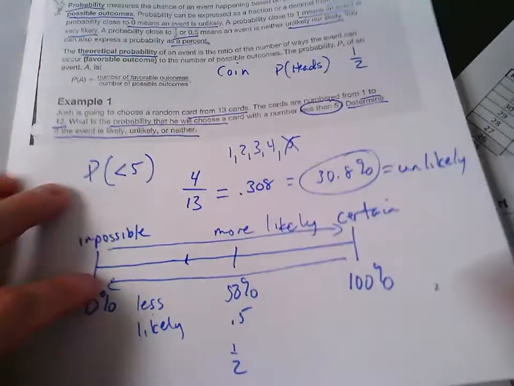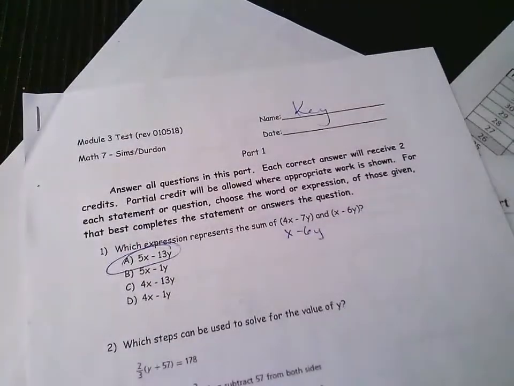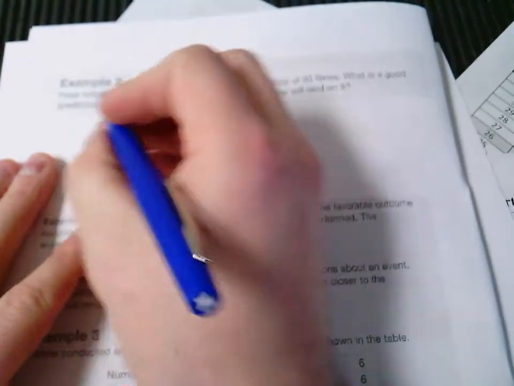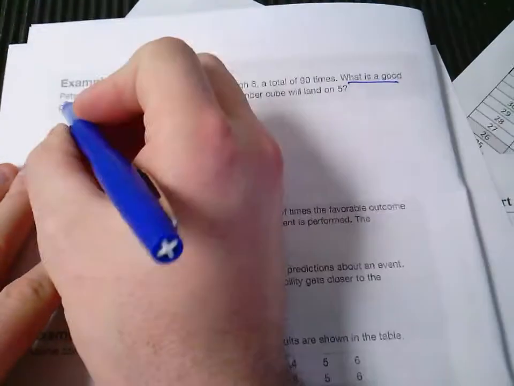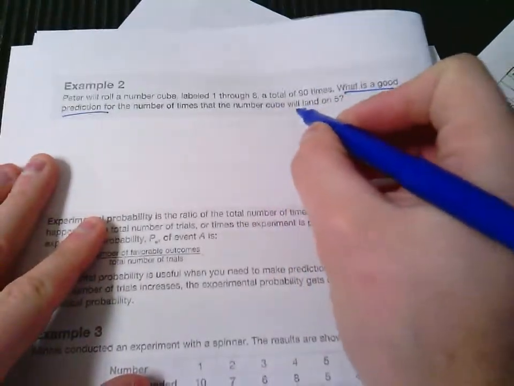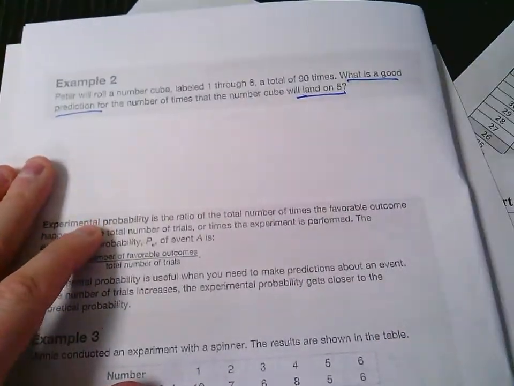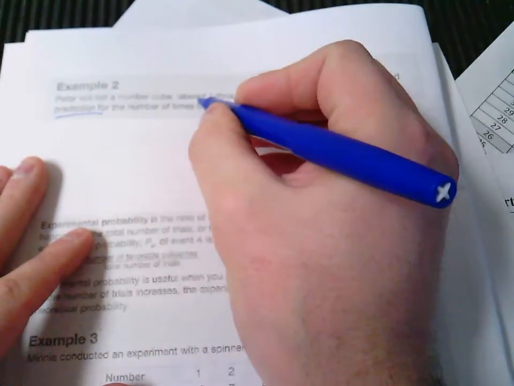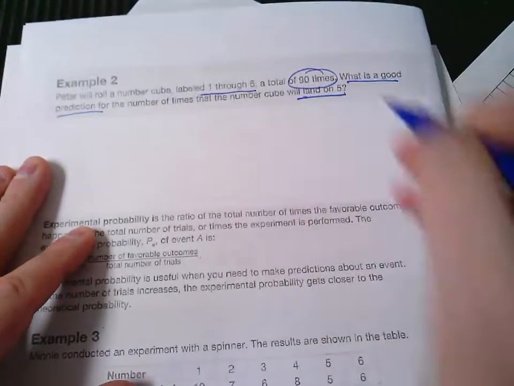Now, part of the objective, we'll fold it up here, top of the next page, example 2. Peter will roll a number cube labeled 1 through 6 a total of 90 times. What is a good prediction for the number of times it would land on a 5?